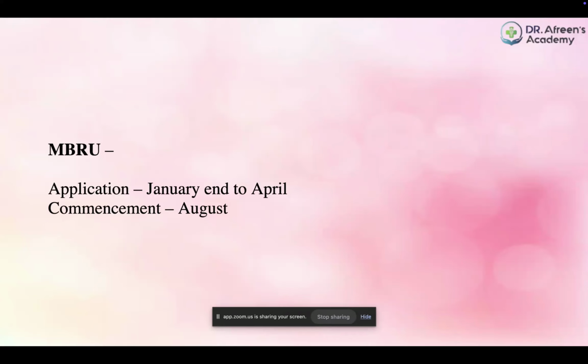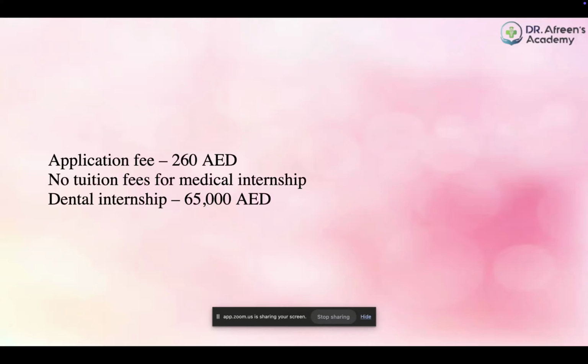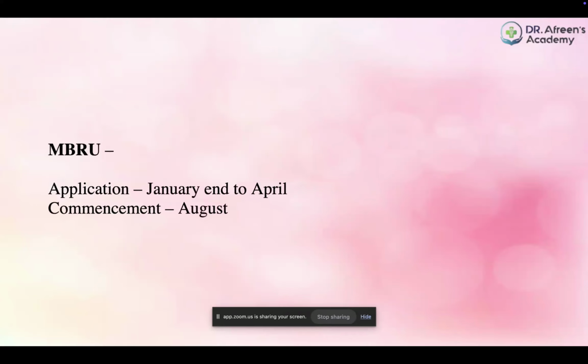Another interesting factor is that MBRU has no tuition fees. The application fee is 260 AED. There's no tuition fee for medical internship, even for FMGs. For dental internship, they take 65,000 AED, but for medical internship, it is free. That's another reason why there are many applicants, why there are many people wanting to do their internship program under MBRU. So if you want your chances to increase, work on your portfolio and apply as early as possible. The applications are opening this month end. So give your best and give it a shot.